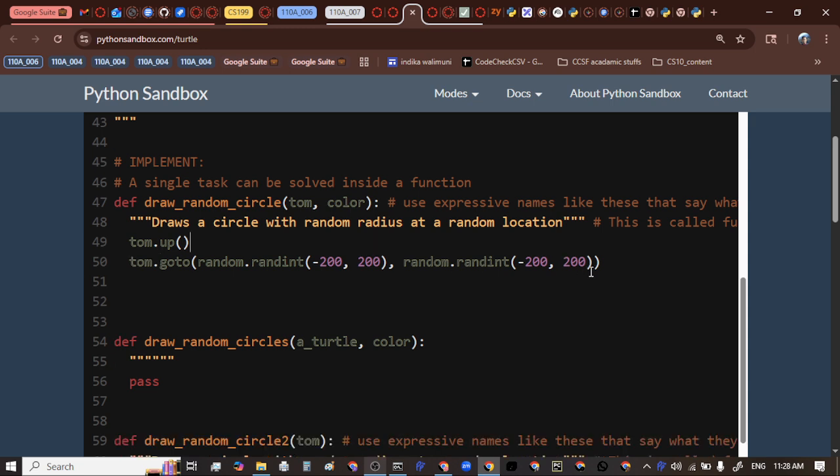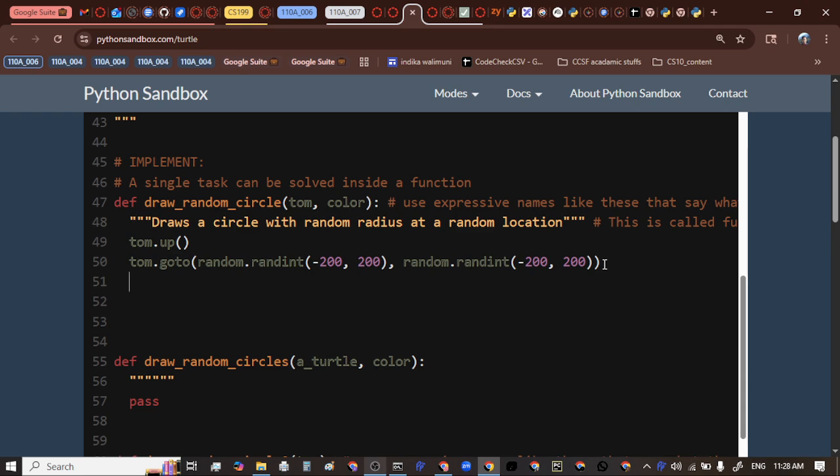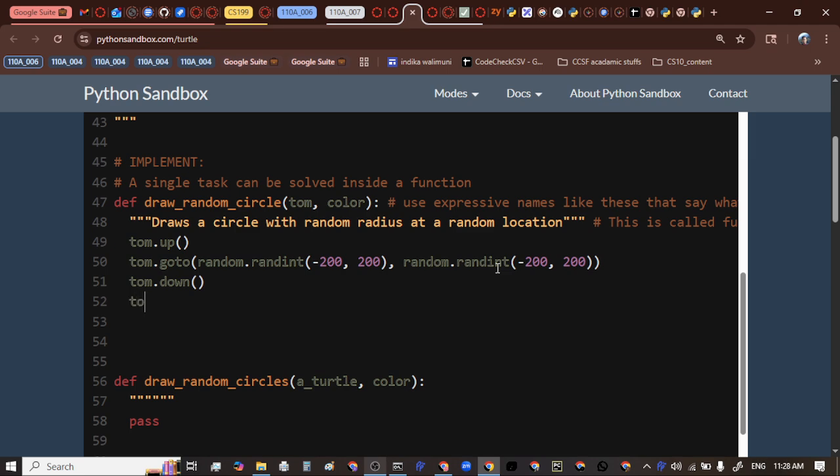Okay, so now we went to the random location. Now we can draw the circle, right? So Tom dot down, right? And then Tom dot circle, right?